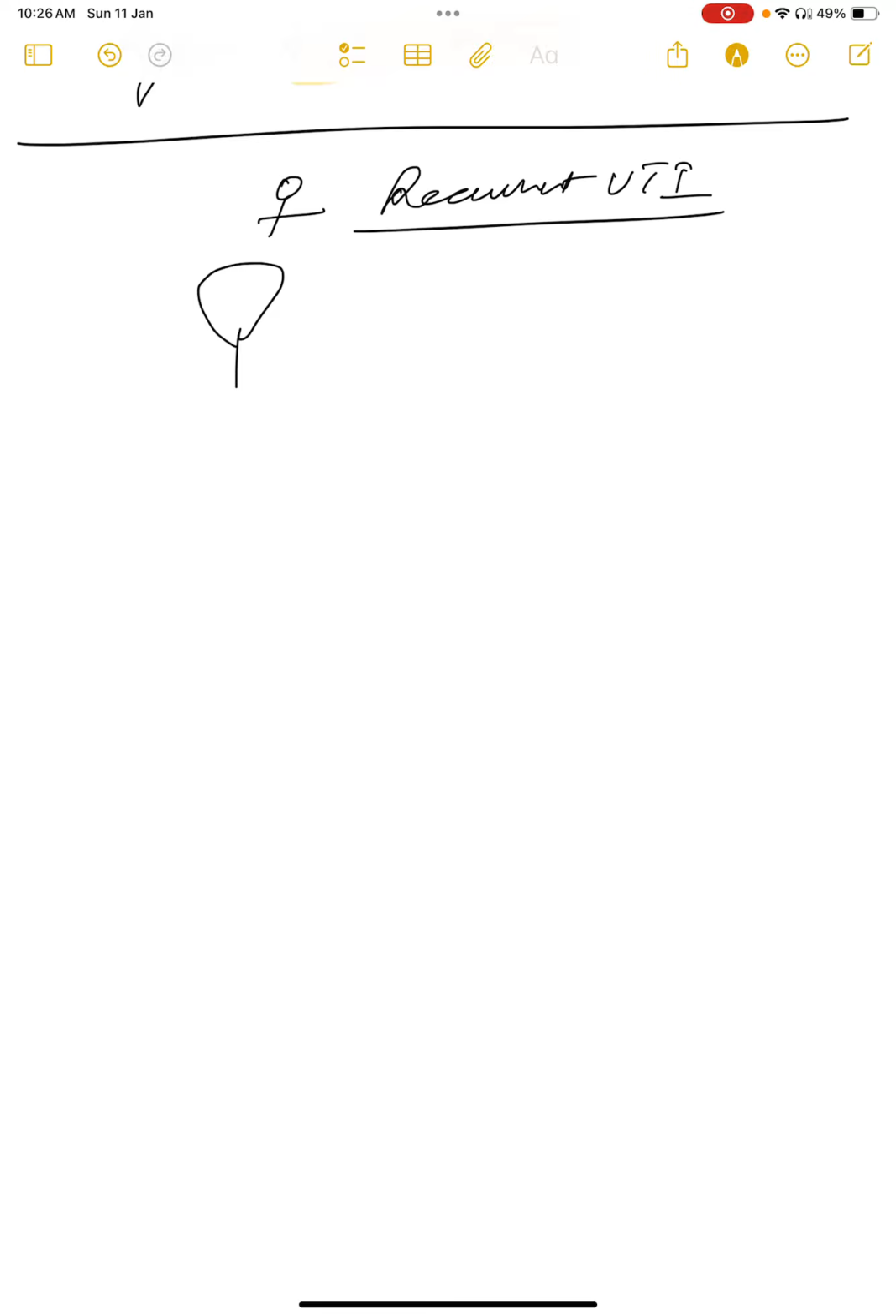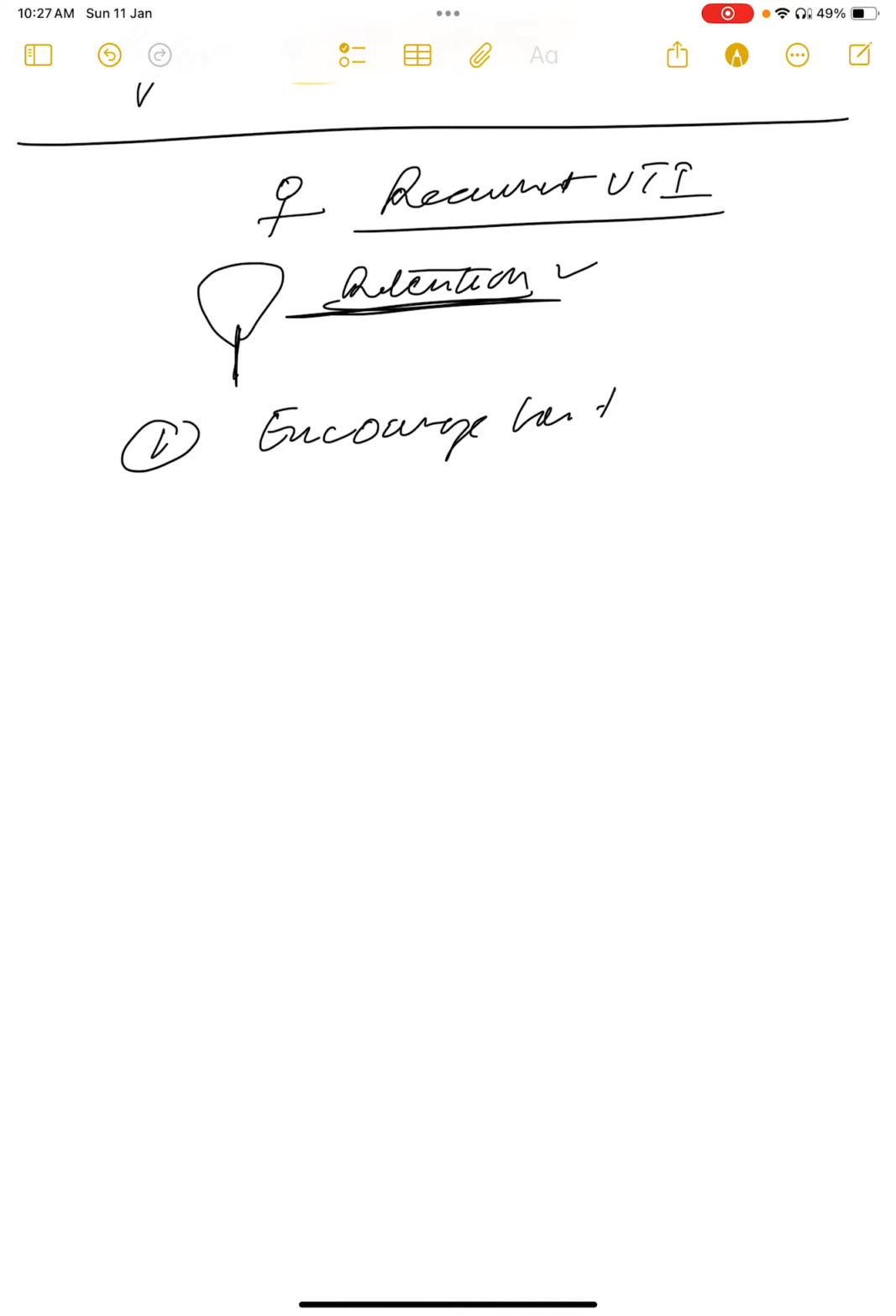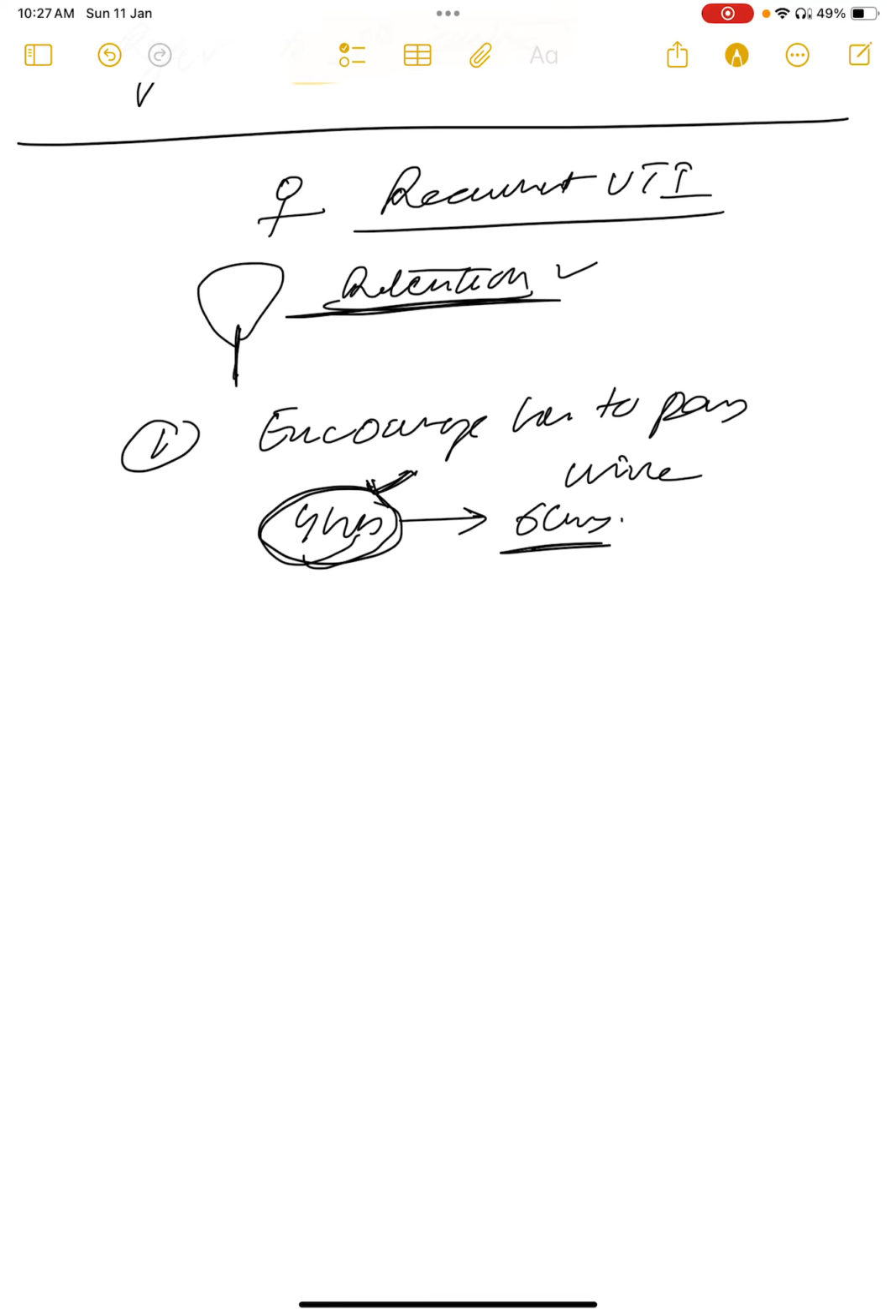So if a patient comes with recurrent UTI and she's unable to pass urine, retention is there, what to do? First step, if this lady comes with retention, you'll encourage her to pass urine, at least 4 hours, maximum up to 6 hours. Generally in 4 hours she needs to pass. If she's not able to pass, give an additional 2 hours, that is 6 hours.